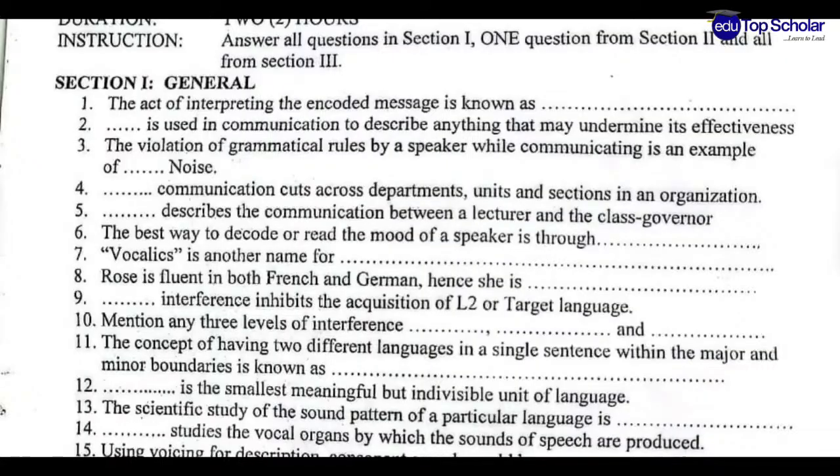Number 10, question number 10. Mention any three levels of interference. Now, that thing we call interference happens in three different levels. We have the semantic level, that is the level of meaning. When you use your mother tongue or L1 meaning to interpret a particular word in the English language, that is semantic interference. For example, I gave you an example in class.